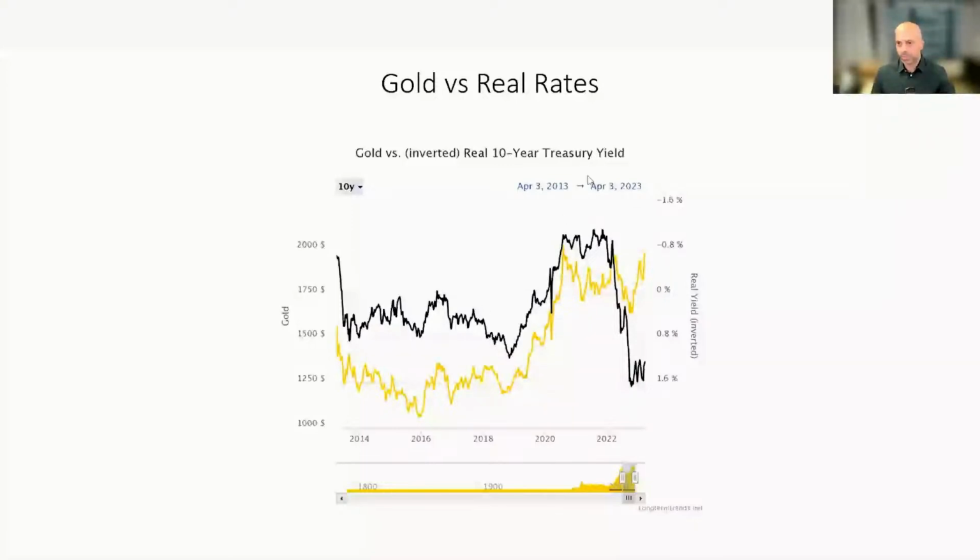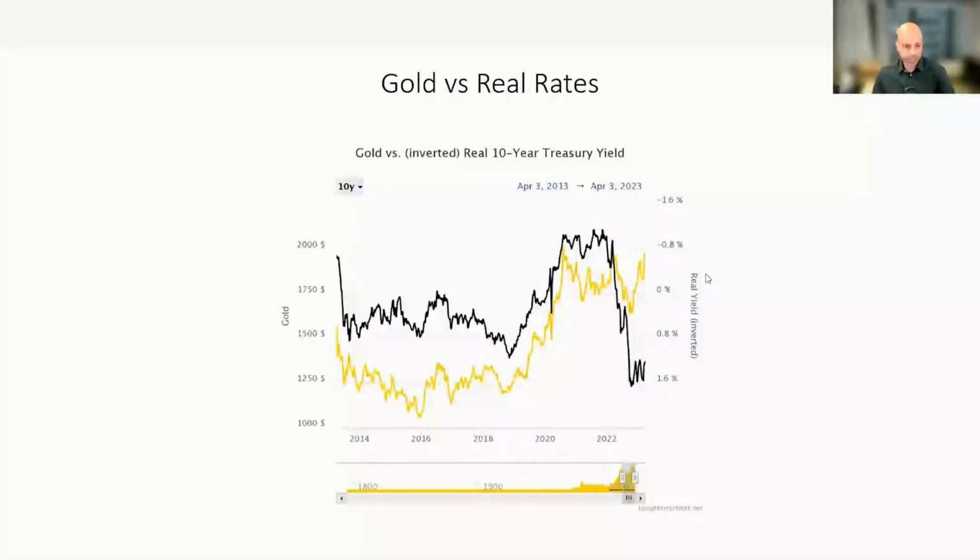So what are real rates? Real rates is actually the 10-year treasury bond yield adjusted for inflation. If you look at a nominal 10-year bond yield, it will yield a figure, and then that figure is adjusted for inflation, which will give us this real yield here.